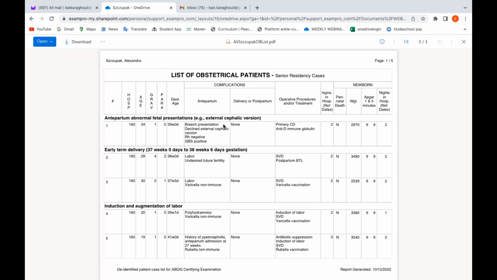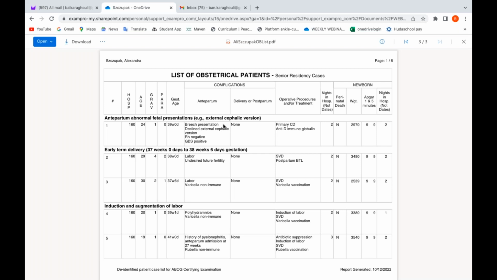The factors that are predictive of success would be a term baby with intact membranes in a multiparous patient with a normal, non-anterior placenta, and a high AFI, so it's easier to flip the baby, and a posterior placenta. And if the mom is not overweight, that will also help.